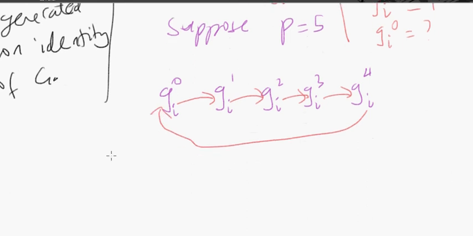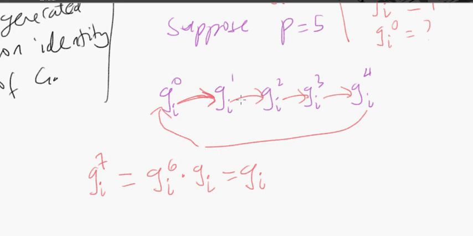Okay, what about g_i^7? Well, can't we write g_i^7 as g_i^5 times g_i^2? Sorry, that's a superscript, not subscript. Can't we write g_i^7 as g_i^6 times g_i^1? Now, if g_i^6, we said that was the identity, so isn't this the same as just g_i? So are we saying that g_i^7 just takes us all the way here?